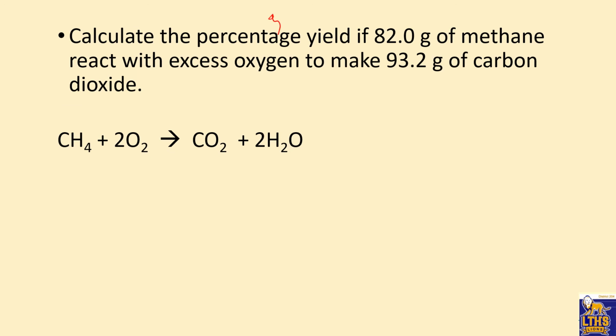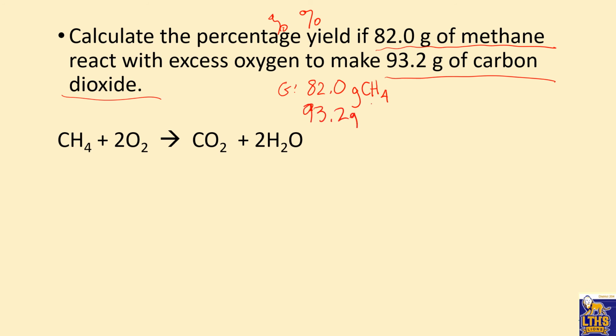Calculate the percent yield if 82 grams of methane reacts with excess oxygen to make 93.2 grams of carbon dioxide. So I'm given 82.0 grams of CH4. And I'm given 93.2 grams of CO2. So this is my actual yield because it's a product. See, product, right? And it's given in the problem. This I'm going to have to use for stoich. So I'm going to use that to get a theoretical.